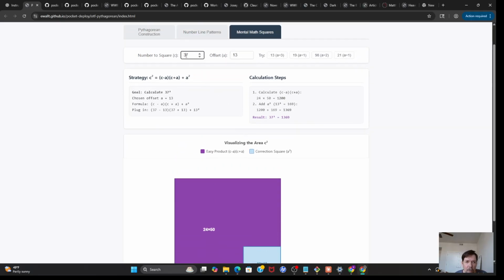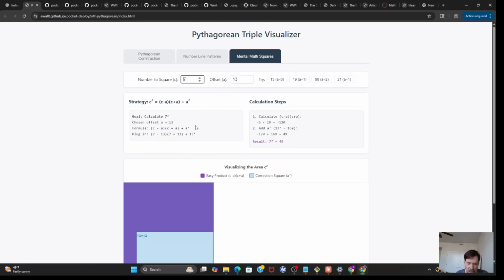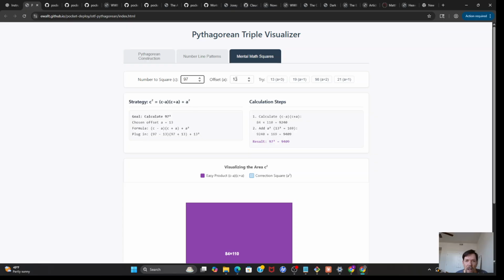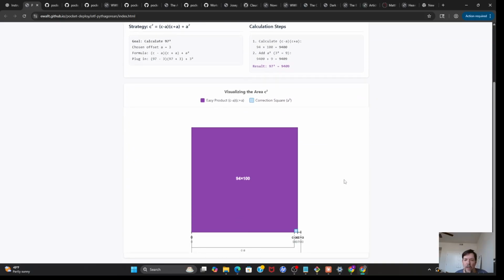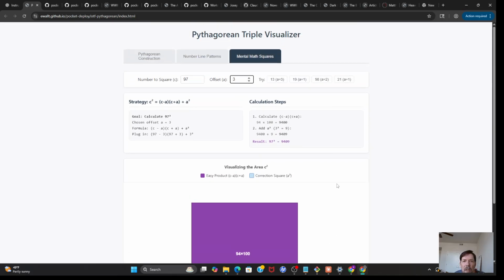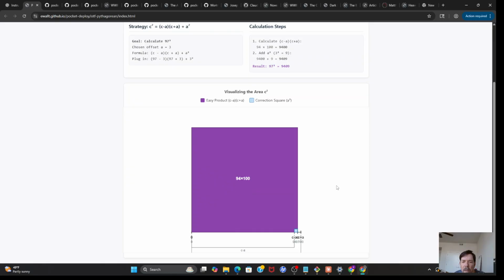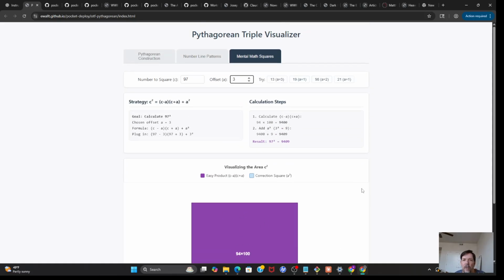So let's try a couple of others. Let me try 97. Okay, so here's 97, and I'll make this a 3. It's kind of smushed together here on the number line, but we want 97. We add 3 to get 100. We subtract 3 to get 94. And this is 9409. Very, very simple.